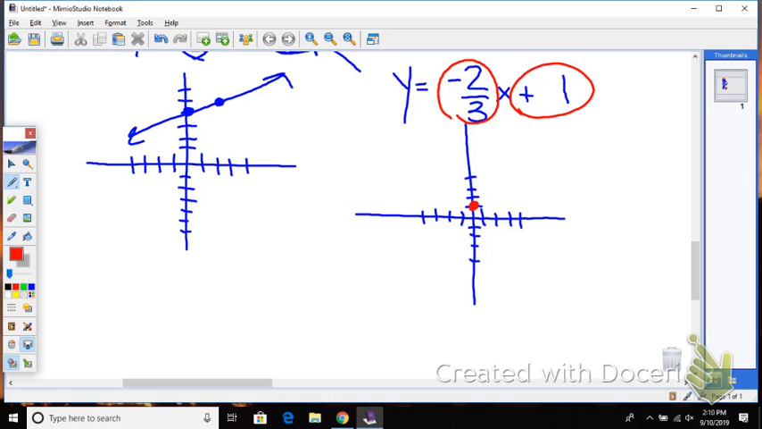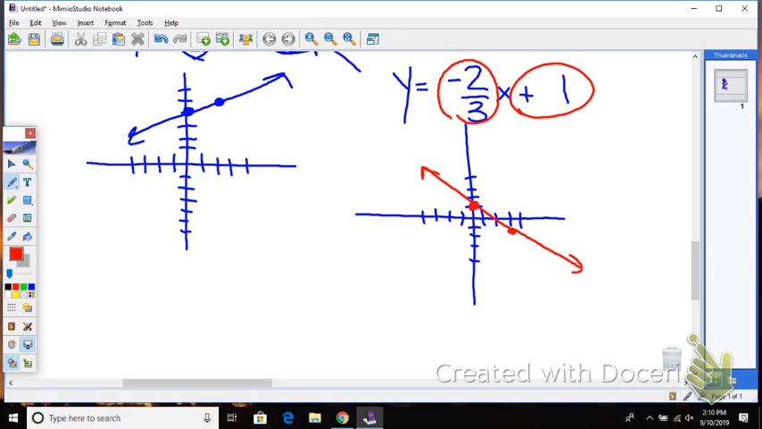I'm going to go -2, which means what kind of rise am I doing? Down, a fake rise. So 1, 2, and then 3 to the right. 1, 2, 3. And there's your graph. Good?